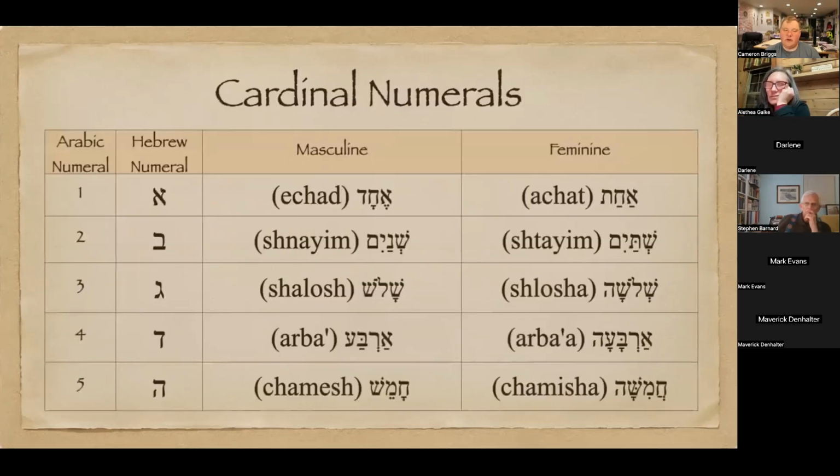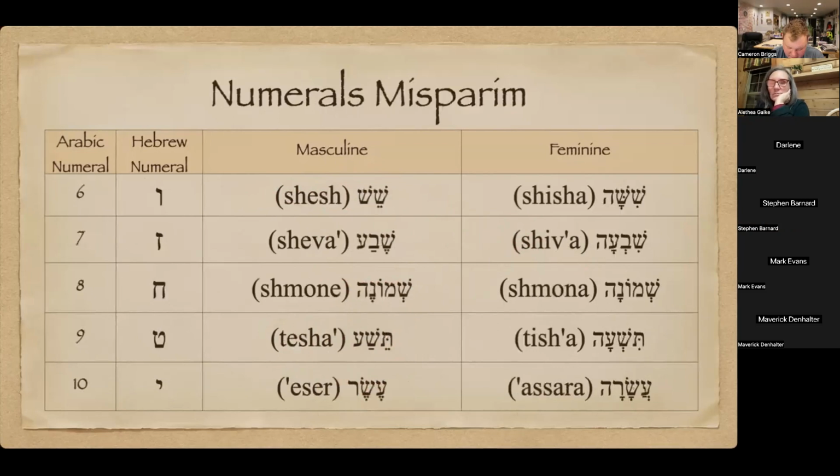A review from last week: when we're counting, we're not necessarily associating it with any gender, so it defaults to the masculine, except for the number 2. We can pop over to the feminine for that one. So counting 1 to 5: echad, shtaim, shalosh, arba, chamesh. Echad, shtaim, shalosh, arba, chamesh. And then learning our 5 new numbers, 6 through 10: shesh, sheva, shmone, tesha, and eser.